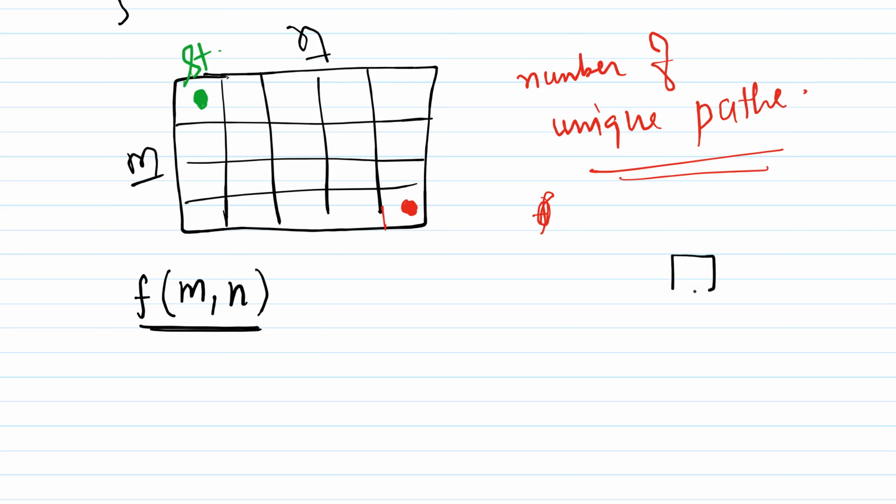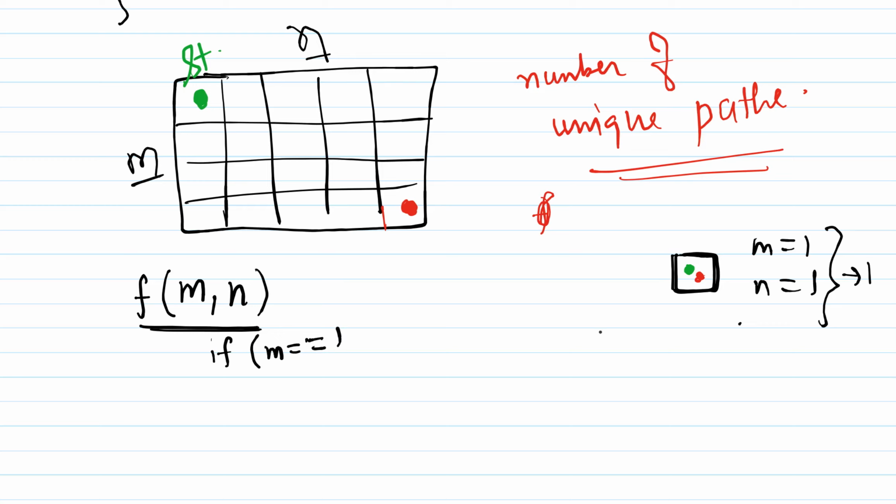So we have m equal to 1, n equal to 1. We have just one cell. So this is the top left cell, and this is also the bottom right cell. So green and red are here. So in this case, what will be the number of unique paths? It will be just 1. So if m equal to 1, then we have one path.